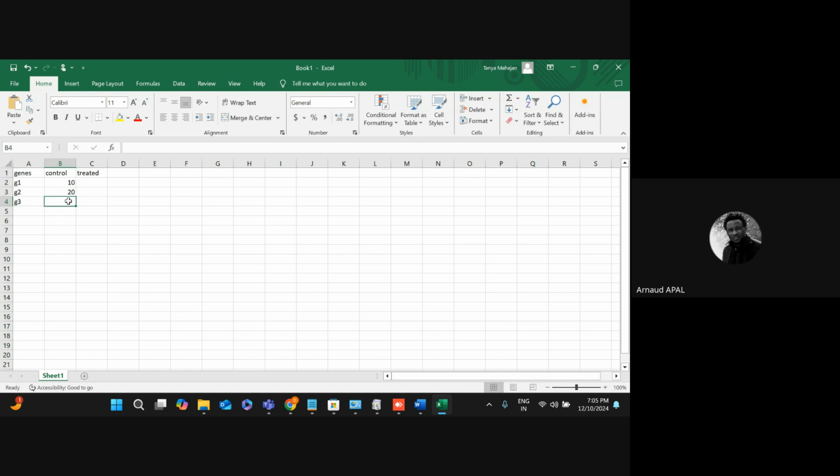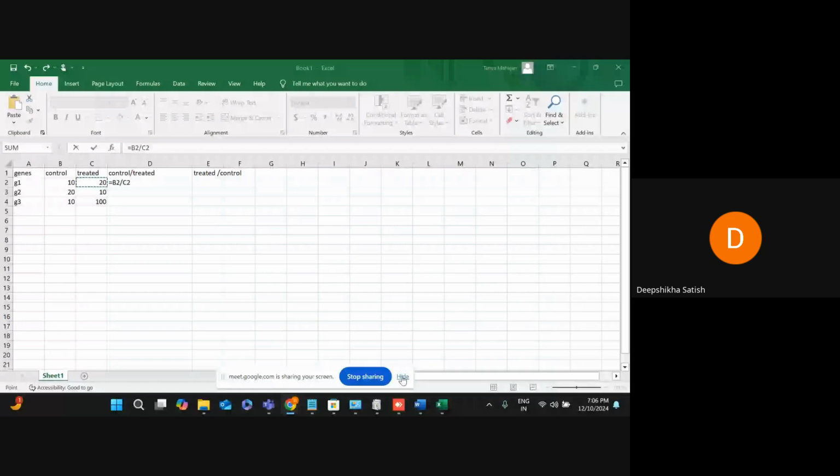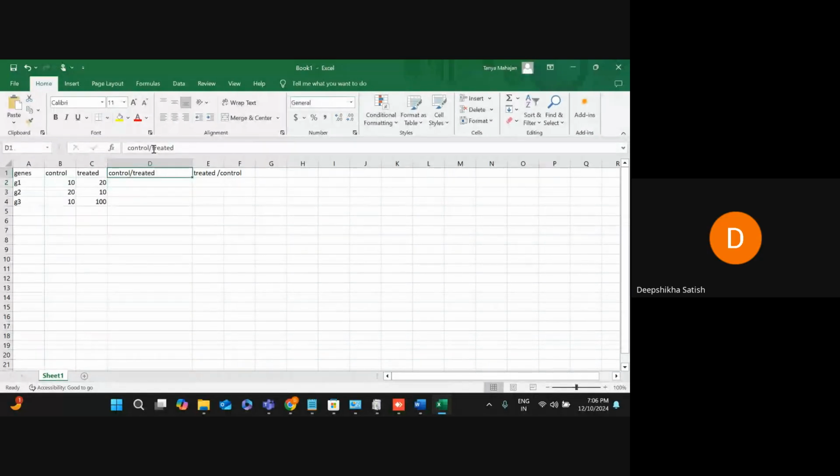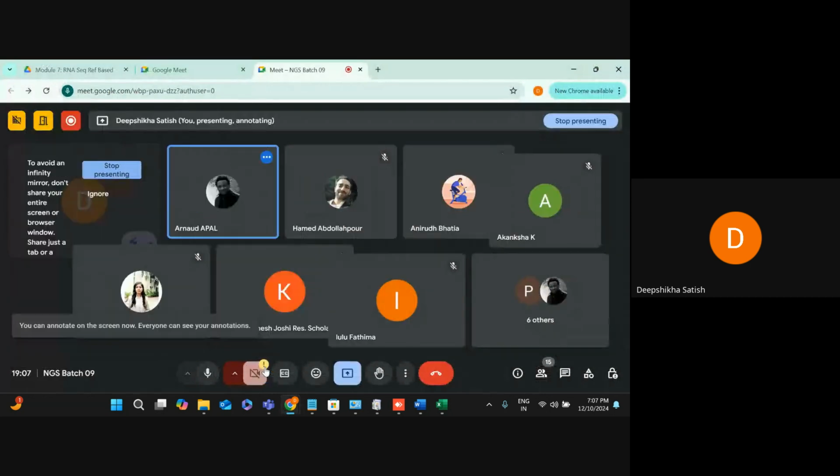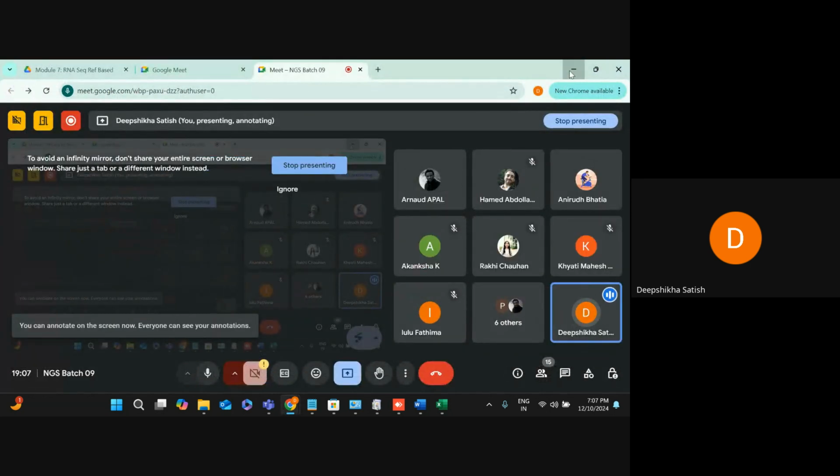We can't see your screen, ma'am. We are just seeing the Excel workbook. Just wait. Now, sir, can you see? Yes, now it's visible. Anirudh, sir, Akansha, ma'am, can you see my screen?